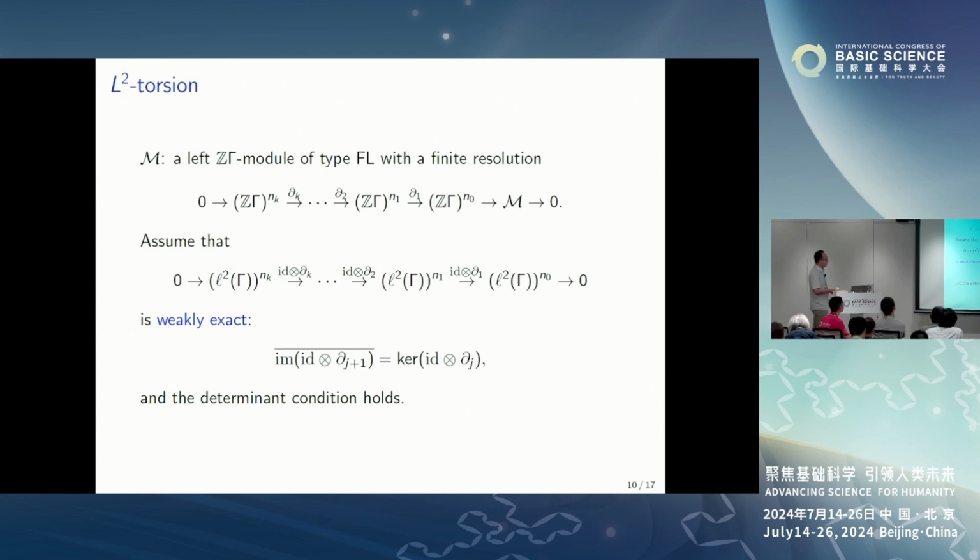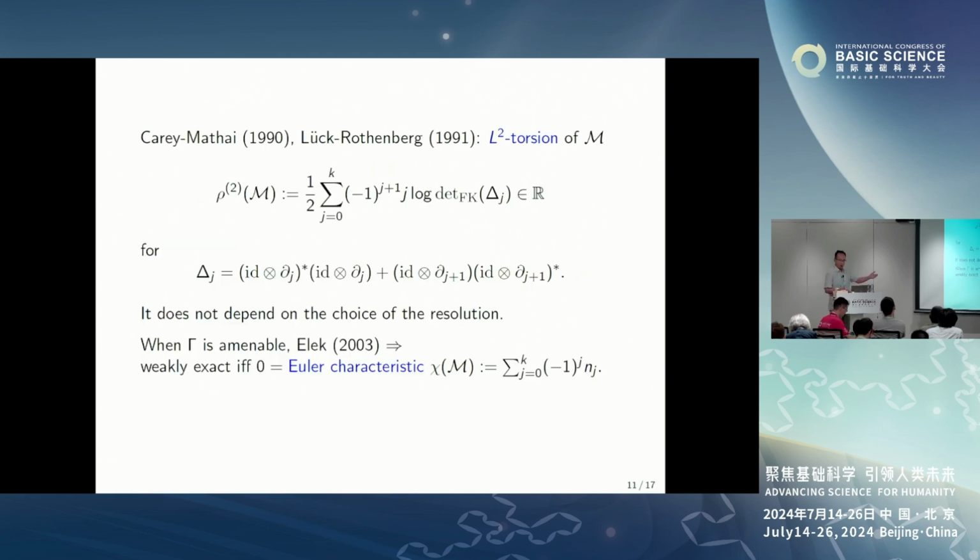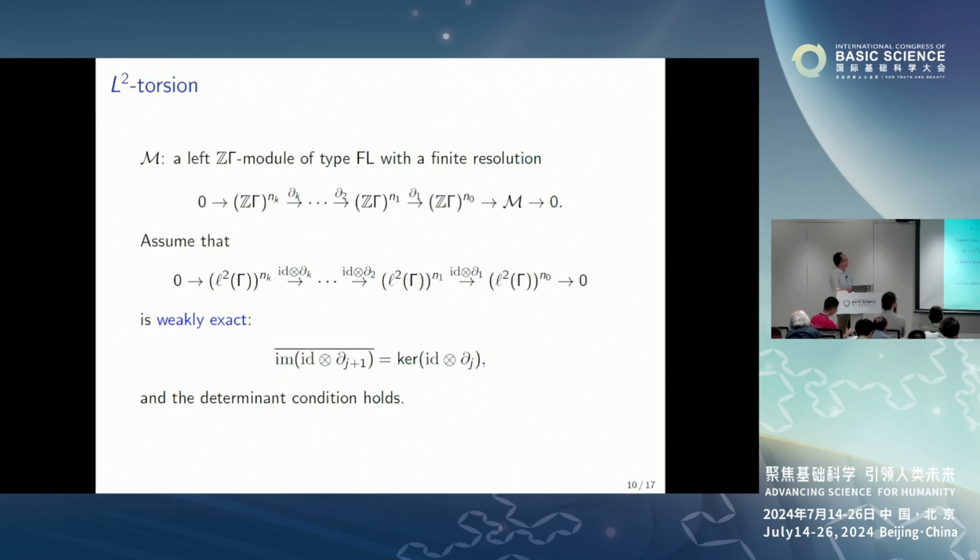And we also assume the determinant condition holds. In particular, it holds for amenable groups. We know that. Okay. Then Carey and Mathai and Lück and Rothenberg introduced the L2 torsion. So they defined it to be just the determinant of basically the Laplacian at each stage. Take a determinant at each level, then you take a logarithm, multiply by j, and take the sum. And it does not depend on the choice of the resolution. So it does not depend on exactly the sequence we choose.